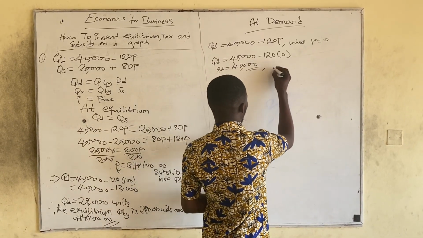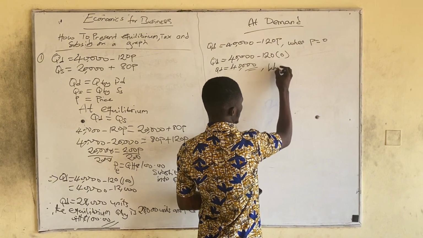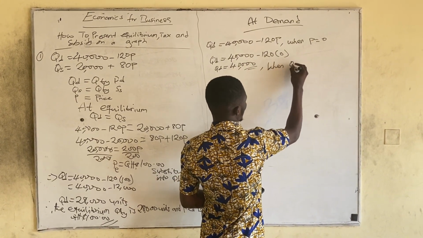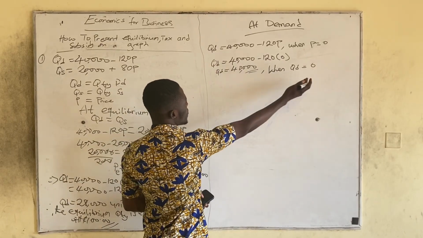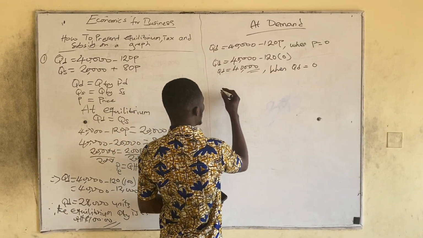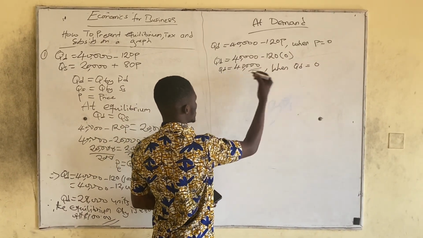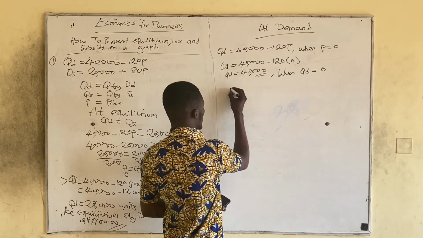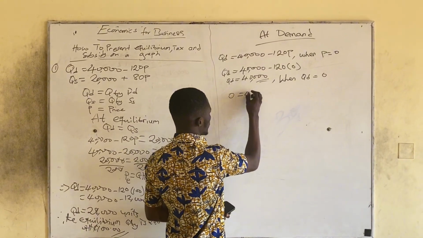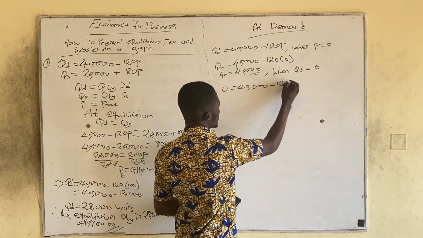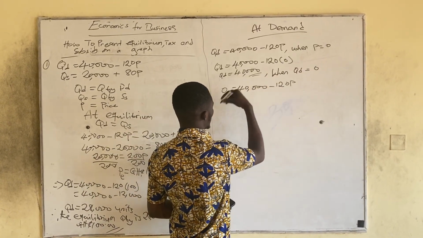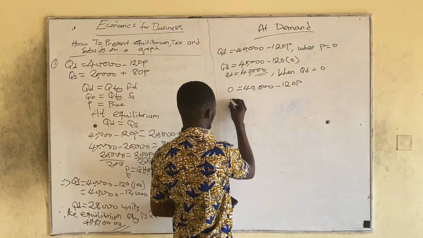Then you state again that when quantity demand equals 0, what will our price be? So if quantity demand is 0, you insert the 0 and then you equate it. It will be 0 equals 40,000 minus 120p. Then you bring your 40,000 here.